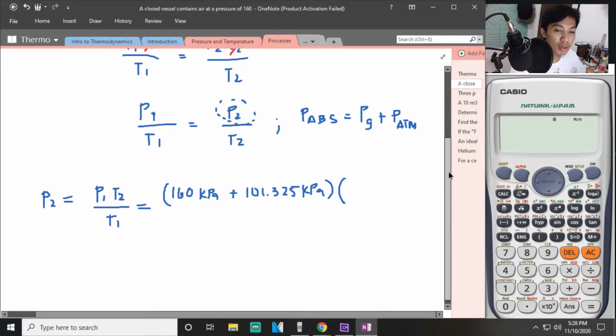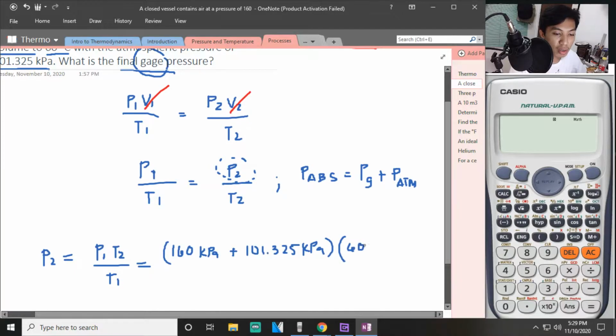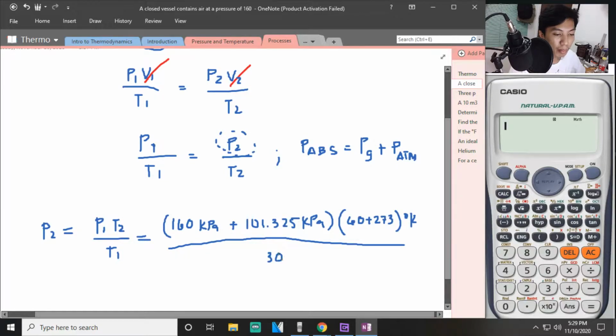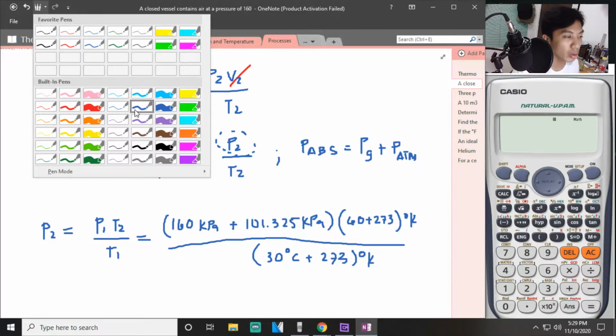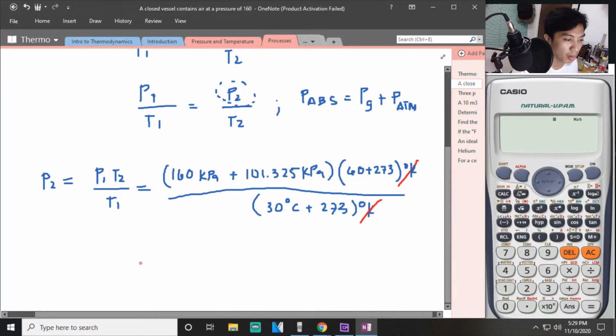So, T2, what is T2? That is heated at a constant volume to 60 degrees Celsius. 60 plus 273 to make it degree Kelvin. Divided by temperature 1, 30 degrees Celsius, plus 273, so it becomes degree Kelvin. Now, we will cancel the same units. What comes out here is still in absolute. Cancel this, cancel that. So, what remains is kPa absolute.